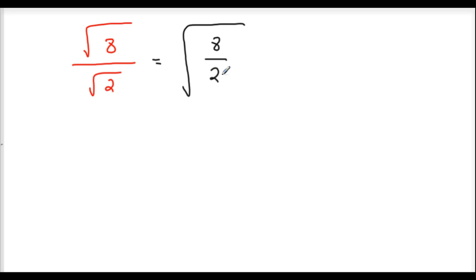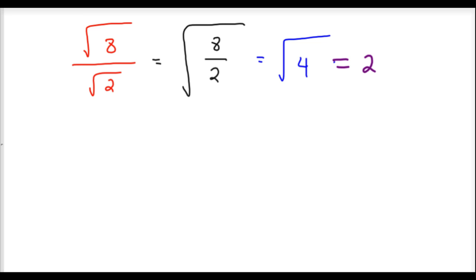So if I have square root of 8 over square root of 2, can I simplify this fraction first? Can I simplify 8 divided by 2? Yeah. And what do I get? 4. So here this is the square root of 4, and the square root of 4 is 2. So if you have an easy way out, try to get it. Try to find it.